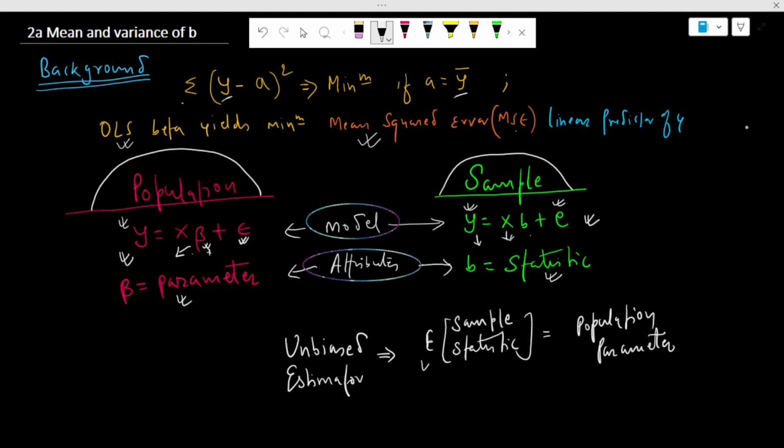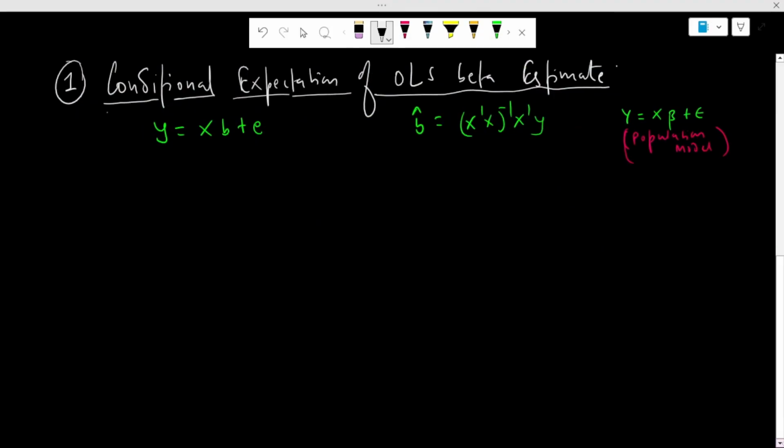And if the expected value of the sample statistic is equal to the population parameter, then we term that sample statistic the unbiased estimator of the population parameter. Now let us move into today's topic. We have a population model represented by y is equal to xb plus e, this linear relationship, and we have the sample model y is equal to xb plus e.